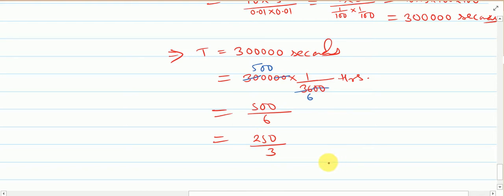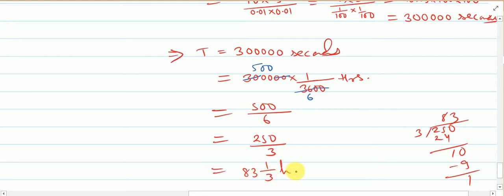And then we cannot divide it anymore, so we will convert this into mixed fraction. Okay, so 25 and here 0. Okay, 3 8s are 24, remainder 1, so we will get 83 1 upon 3 hours. Okay, so it will take 83 1 by 3 hours. If you want to convert this into minutes, then you can convert this. Okay, so this is the answer for question number 15.